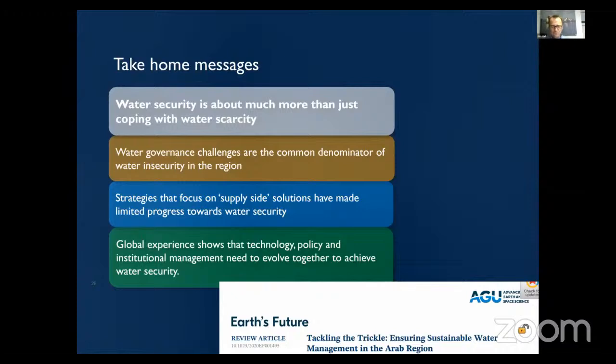And much of what I've just talked about here is written up in this paper in Earth's Future, led by Eduardo Borromeo, with a number of colleagues from the region and from the International Water Management Institute, IWMI, who I should acknowledge as well. So it's been a great pleasure talking to you. I wish you an extremely successful conference and look forward to future collaborations.